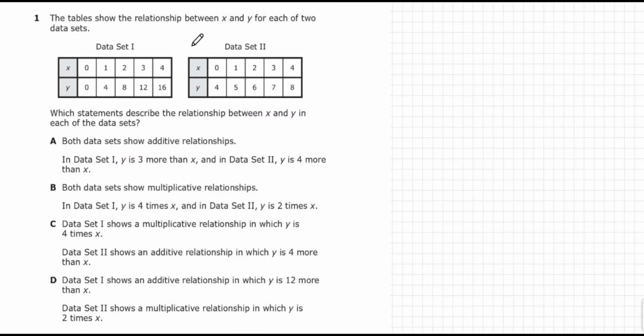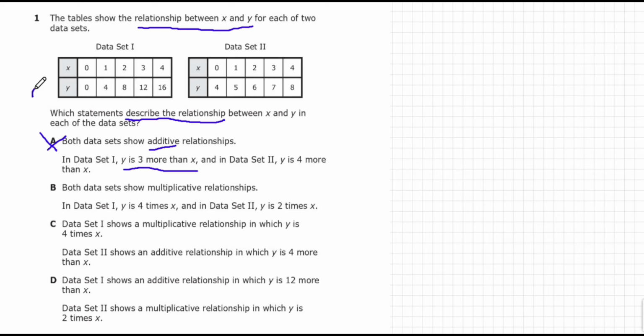Question number 1. The tables show the relationship between X and Y for each of two datasets. Which statements describe the relationship between X and Y in each of the datasets? Option A. Both datasets show additive relationships. In dataset 1, Y is 3 more than X. Looking at dataset 1, Y is not 3 more than X. Therefore, option A is incorrect.